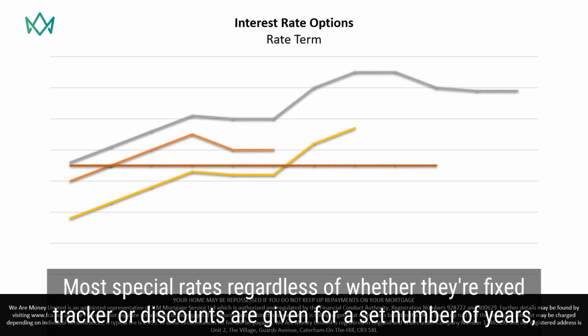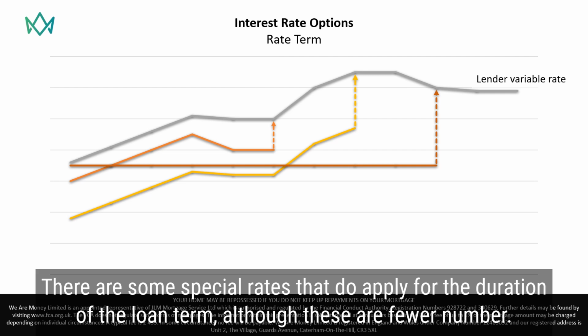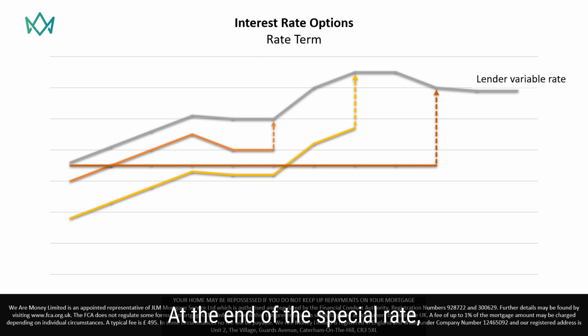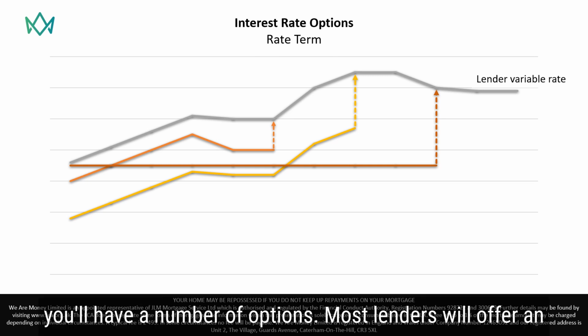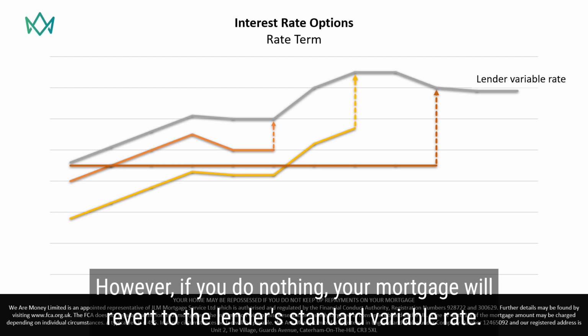Most special rates, regardless of whether they're fixed, tracker or discount, are given for a set number of years, anything from 1 to 10 years, or to a specific end date. There are some special rates that do apply for the duration of the loan term, although these are few in number. At the end of the special rate, you'll have a number of options. Most lenders will offer an existing customer rate which you can switch to, or maybe it will be better value for you to move your mortgage to a new lender. However, if you do nothing, your mortgage will revert to the lender's standard variable rate.